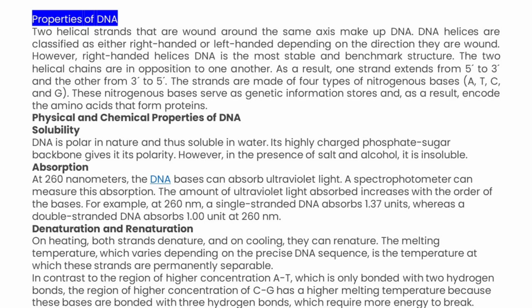Denaturation and renaturation: on heating, both strands denature, and on cooling, they can renature. The melting temperature, which varies depending on the precise DNA sequence, is the temperature at which these strands are permanently separable. In contrast to the region of higher concentration of AT, which is only bonded with 2 hydrogen bonds, the region of higher concentration of CG has a higher melting temperature because these bases are bonded with 3 hydrogen bonds, which require more energy to break.